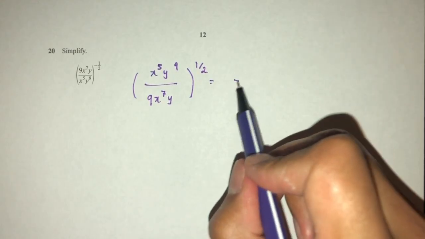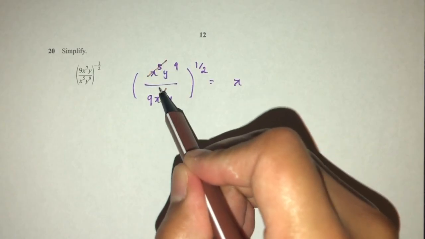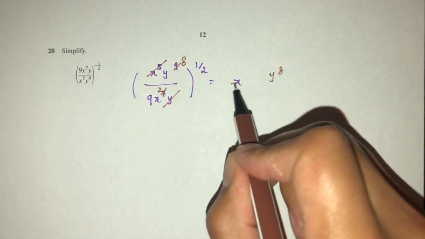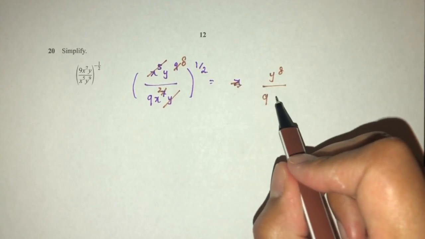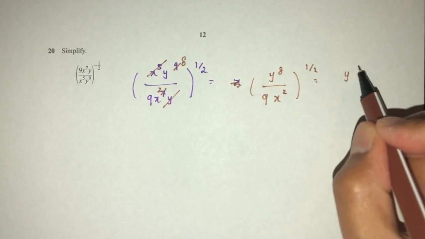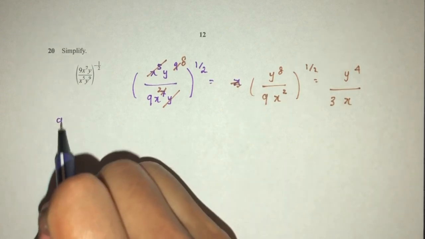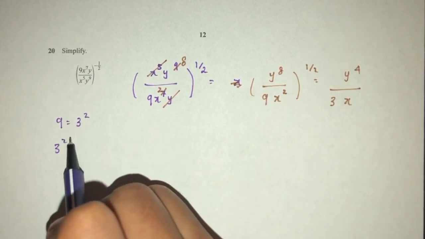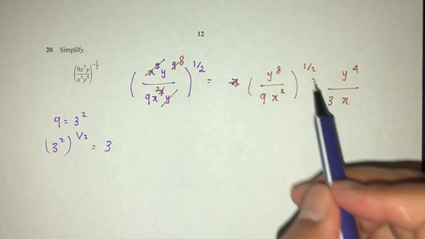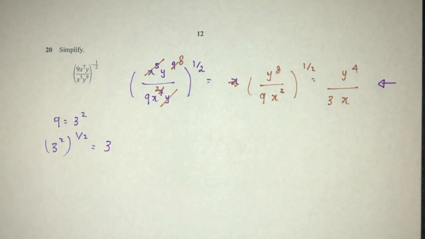Now we can simplify. Let's simplify the inside first. That will cancel out with this, that will be 2. That will be 8. And you will have y power 8 over 9x power 2, all power half. That will become y power 4 over 3x. Why is this 3? Because 9 is equal to 3 power 2, and 3 power 2 power half is simply 3, right? And x power 2 power half will be x, and y power 8 times half will be 4. That will be your answer for question 20.